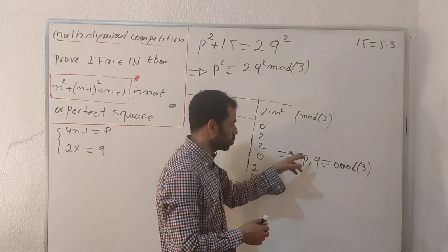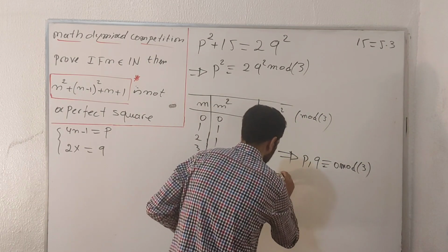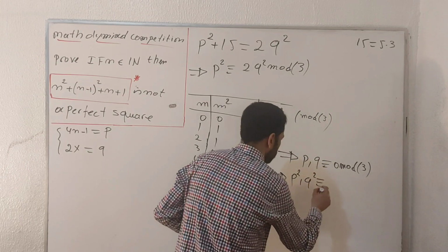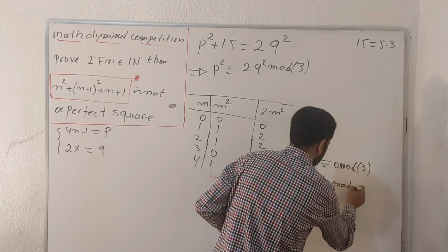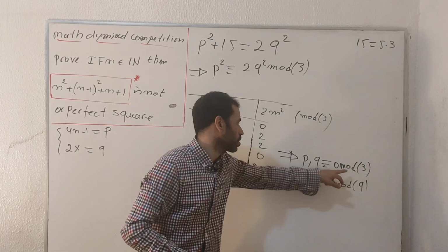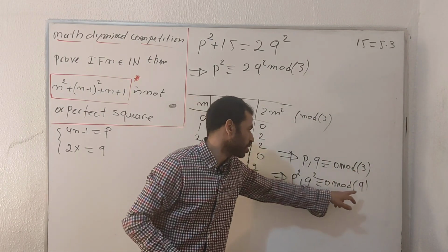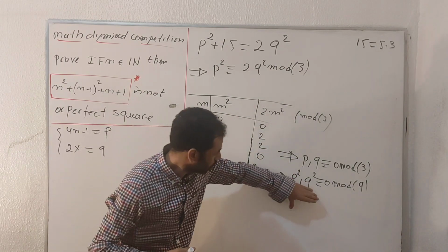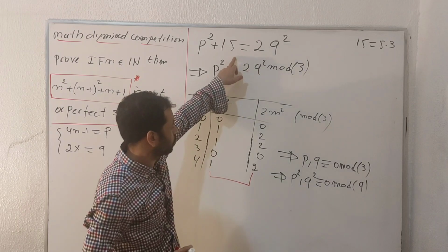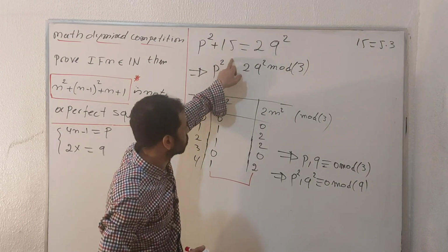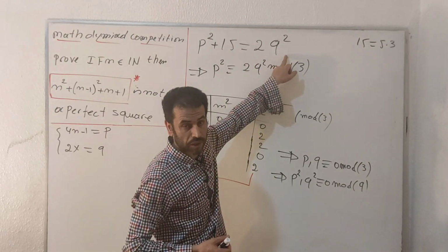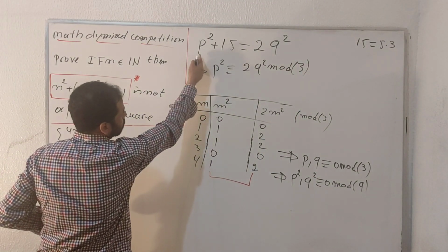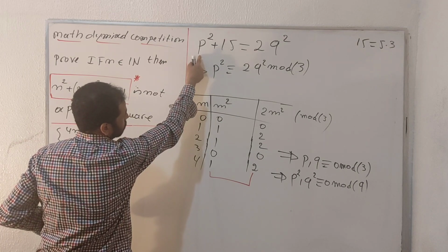I'm going to square this. So I will have p squared and q squared congruent to 0 mod 9, since 3 divides p and q, which means 9 divides p squared and q squared. Now I'm going to take this and apply it to the original equation, reducing it to mod 9 instead of mod 3. If I reduce this to mod 9, the first term is 0.